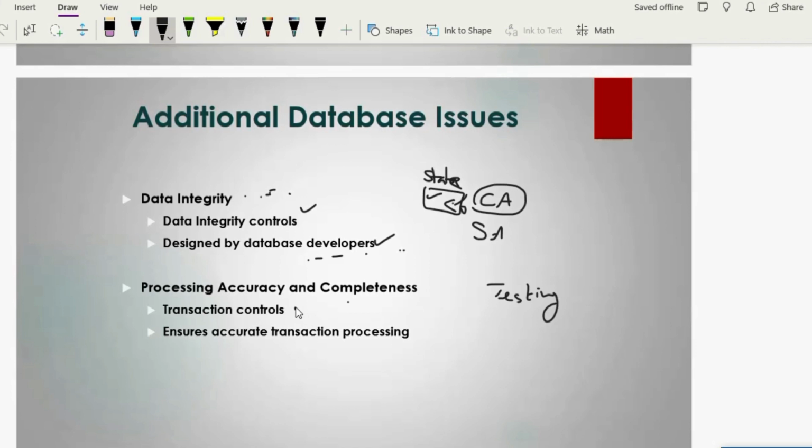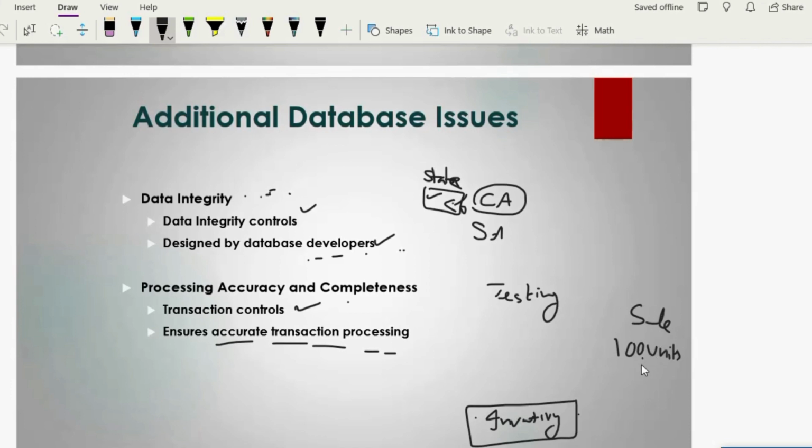AIS needs transaction controls. Why do they need transaction controls? To make sure that the accurate transaction is being processed. I'll give you a common example. Let's suppose there is an inventory account for the company, and the company has sold 100 units of inventory. When you do the sales, the inventory should reduce by 100 units, and these 100 units should be transferred to the sales account.